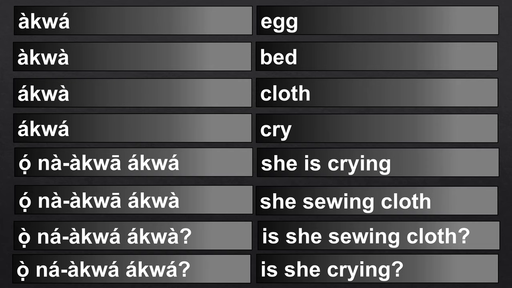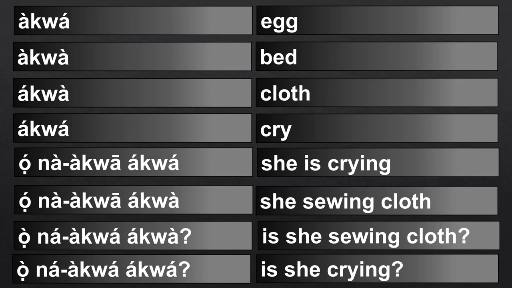Igbo tones. Igbo is a tonal language, so one word could mean more than one thing, depending on the intonation. Our first example is the word spelled akwa. In Igbo, the tones are assigned to the vowel sound. So for akwa, we have two vowels, a and a.